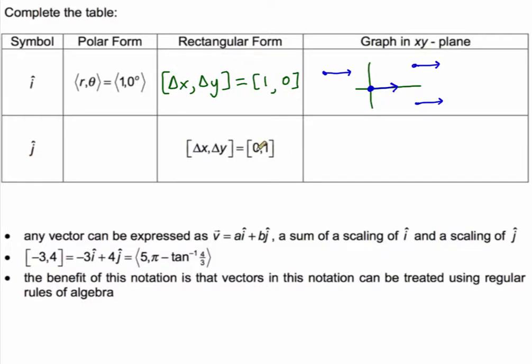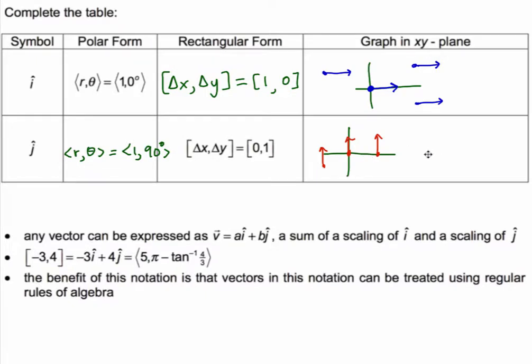Meanwhile, the j hat vector has no run, but a rise of 1. And so we can see that the magnitude, comma, direction for this vector is still a magnitude of 1 because it's 1 unit long, but the direction now is pointing at 90 degrees. If we were to sketch this, we can sketch many, many vectors. Let me draw them in red. They can start anywhere we want, but they will always be one space long, pointing in the direction of 90 degrees.